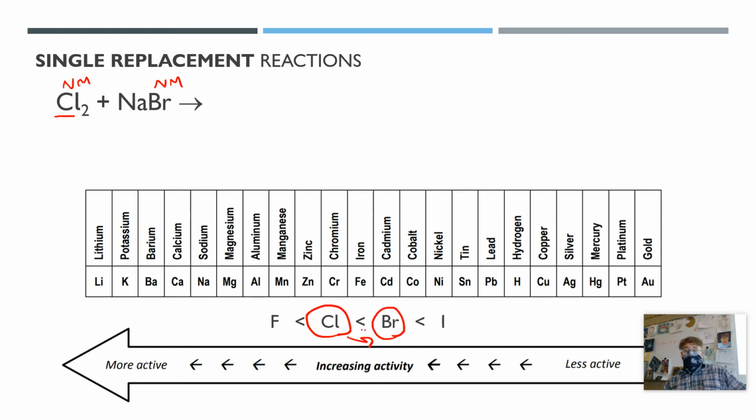Yes. Okay, because it's further left, so it's got a higher activity, so it can kick out bromine. So what does that look like? Well, if chlorine can kick out bromine, actually, let me redraw that. If chlorine can kick out bromine, then that means chlorine's now with sodium. So we have sodium chloride, and bromine's our loner.